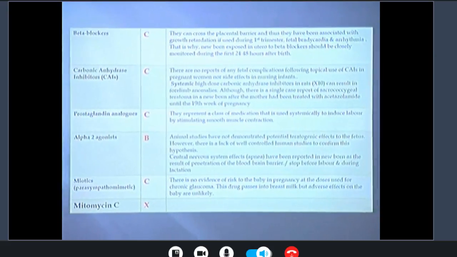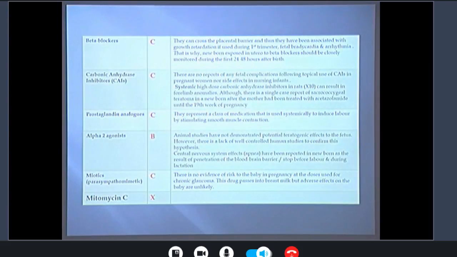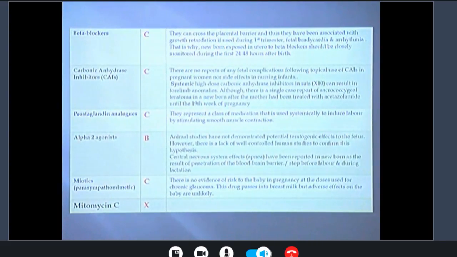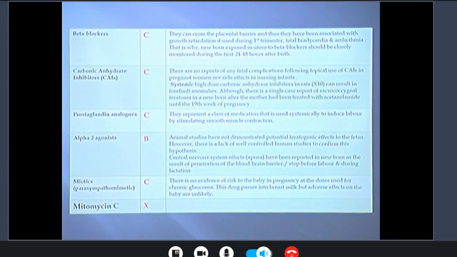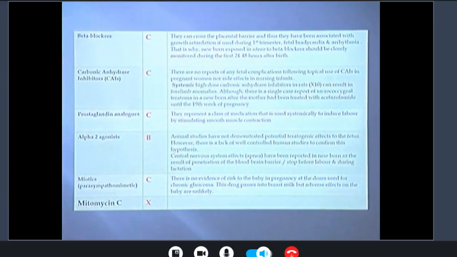Carbonic anhydrase inhibitors, topical, have shown no damage to the fetus. As for the systemic, animal studies have shown that it can cause forelimb anomalies in rats, but the dose that was studied in rats was 10 folds more than the dose recommended for use in humans. In human observational studies, the only case reported is a sacrococcygeal teratoma in a newborn after the mother used Diamox for the first half of pregnancy.